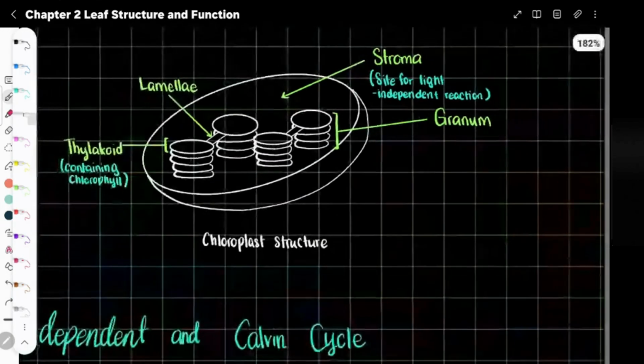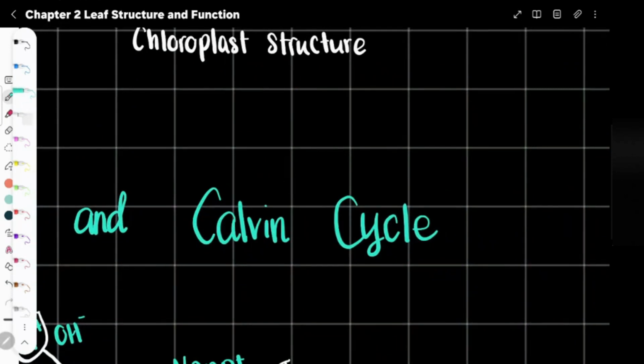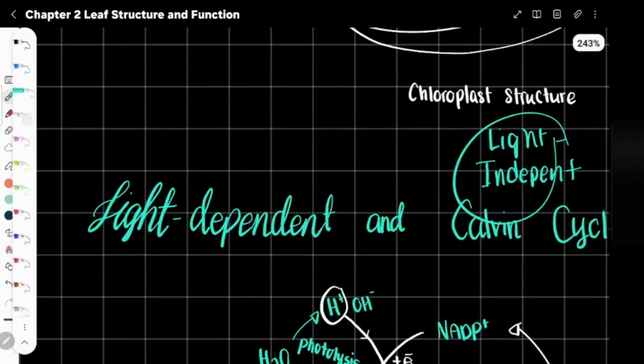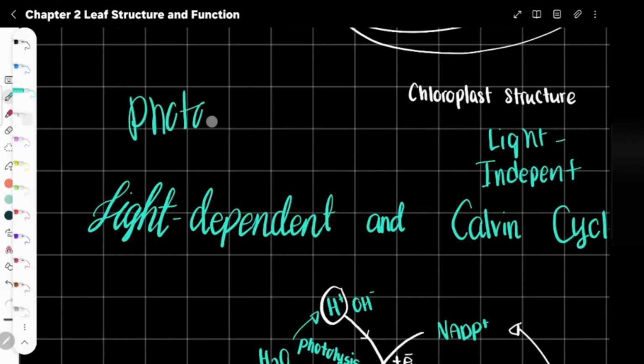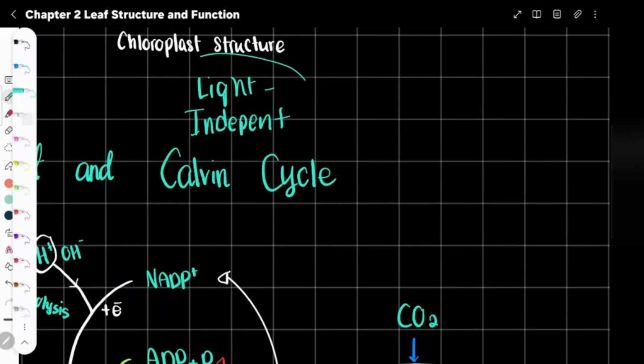That's all. Now, light dependent and Calvin cycle. Okay, the Calvin cycle has two meanings, like light independent. So the Calvin cycle is also known as light independent. Now, photosynthesis has two processes that will happen. The first process is known as the light dependent reaction. The second process is known as the Calvin cycle, or also known as light independent. In the textbook for KSSM, I don't think they use Calvin cycle, but light independent.